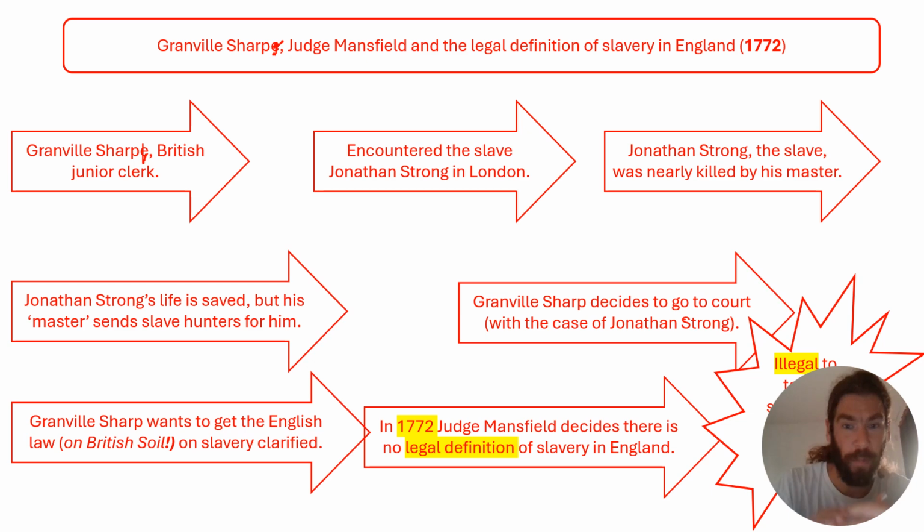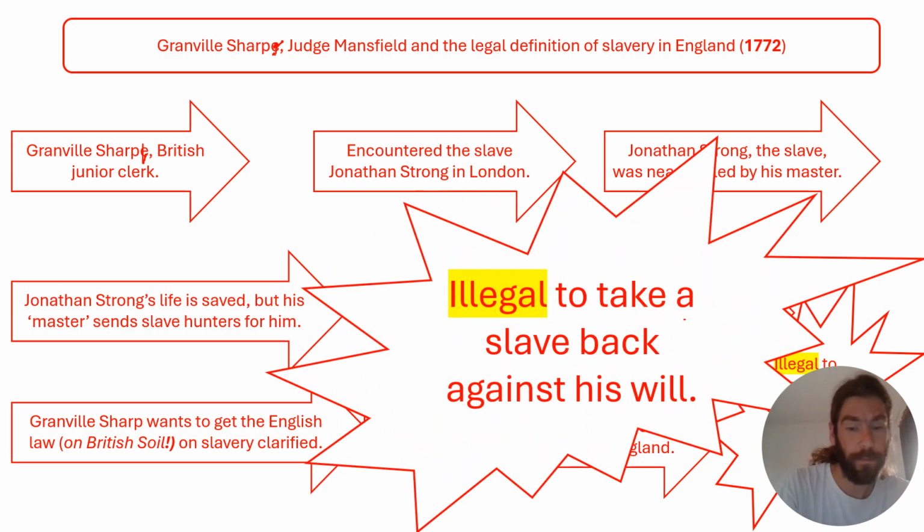Yes, so from now on it is illegal. It's illegal to take a slave back against his will. Back to where? To the Caribbean, to Jamaica, to Barbados, or other parts of the British colonies in the Caribbean. And from where? From Britain. So in Britain, slavery is illegal. It is not according to the law.